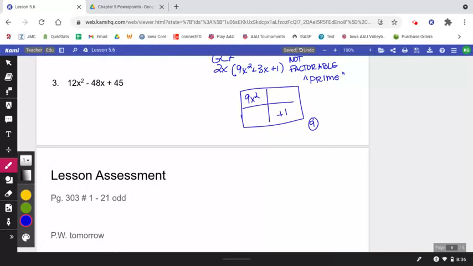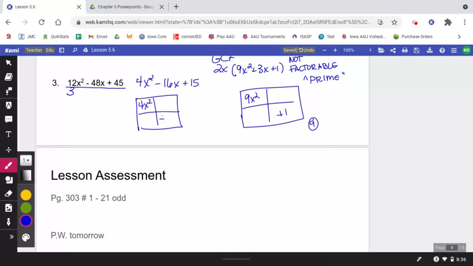So here we check again, it has a greatest common factor of 3. So that would leave me with 4x squared minus 16x plus 15, right? Make sure I did all that division right. 48 divided by 3 is 16. 45 divided by 3 is 15. Good. All right.